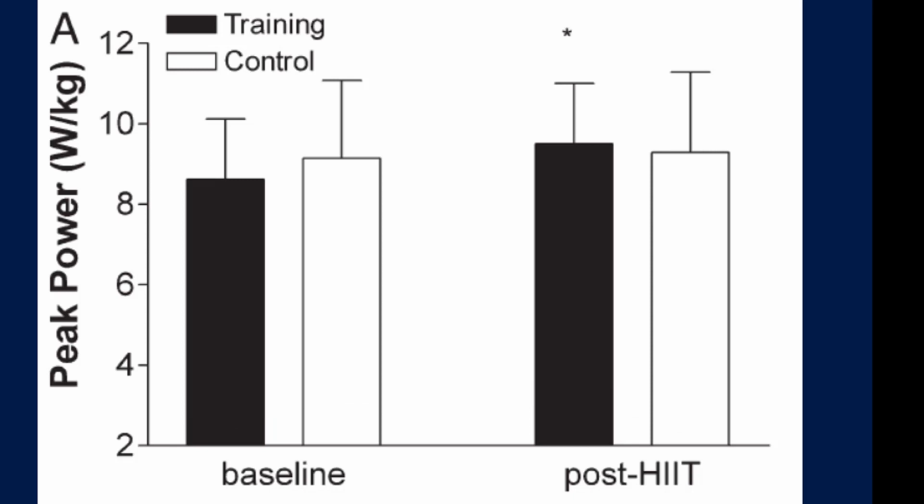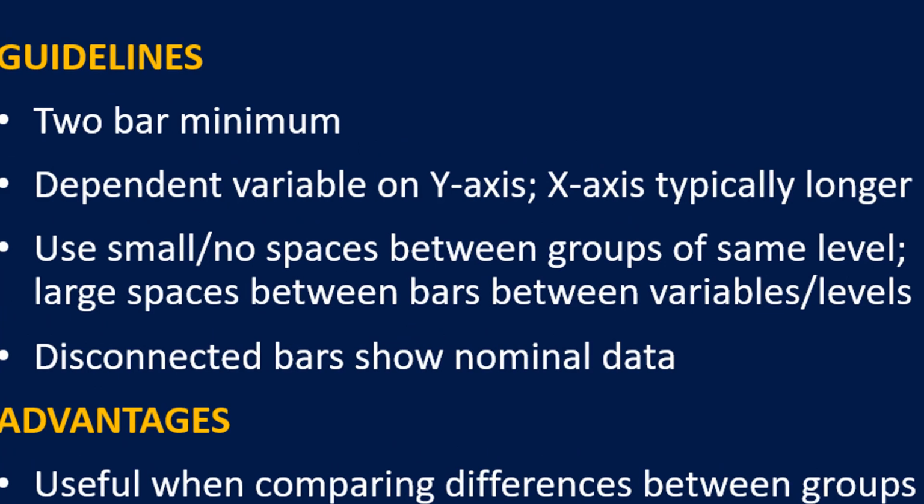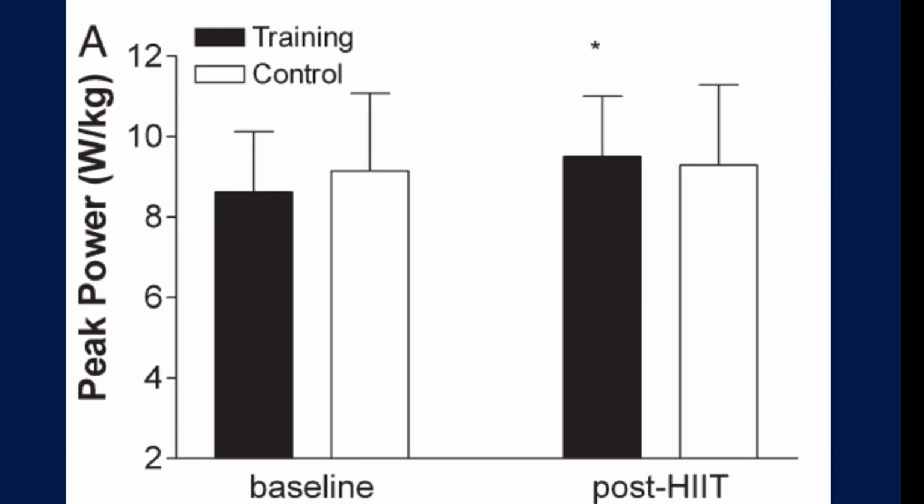Again, as referred to in the formatting of graphs video, make sure that you use small or no spaces between groups of the same level. So can you see the gap between the training and the control conditions, but large spaces between the variables. So you can see that there's a big gap between baseline and post HIT, but a small gap between the training and control within those conditions.